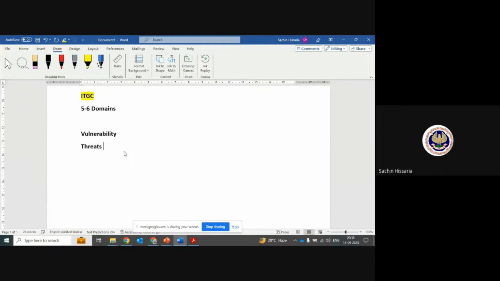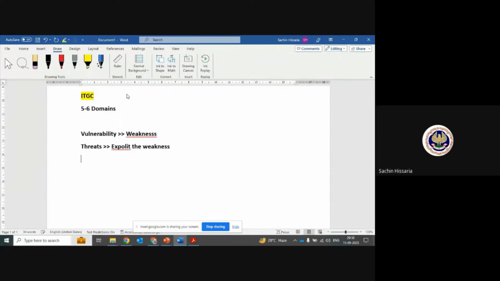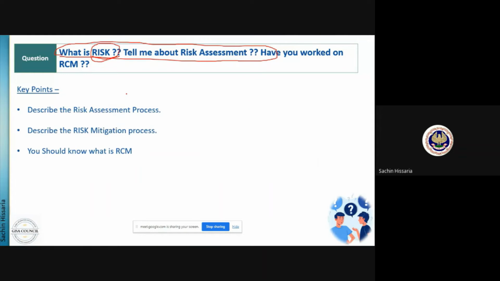You should know the difference between vulnerability and threat. Vulnerability is a weakness in the process, and threat is something that can exploit the weakness. Based on this, the organization will calculate the risk. In most organizations, there is a formula of probability multiplied by impact through which they calculate the risk score. So now we have described what a risk is, its importance, how the risk is calculated, and the key elements of risk like threat and vulnerability.